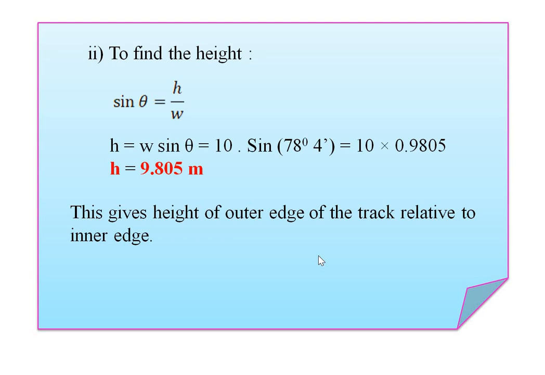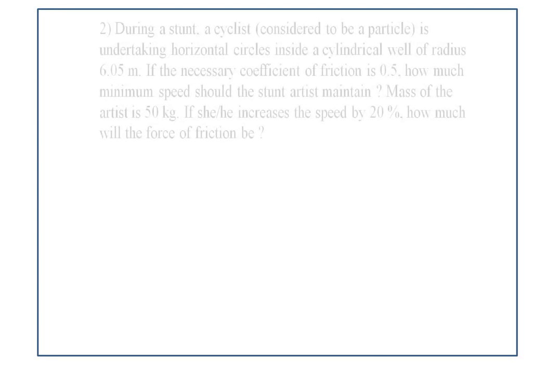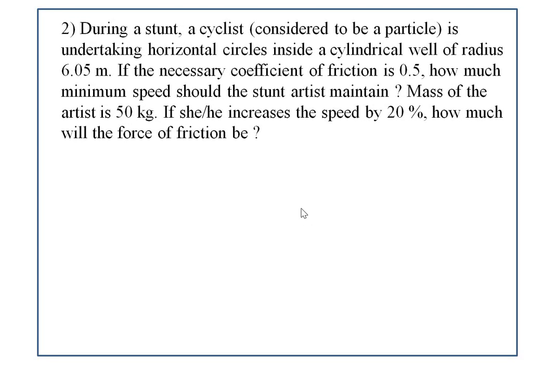So let's see the next example. During a stunt, a cyclist, considered to be a particle, is undertaking horizontal circles inside a cylindrical well of radius 6.05 meter. If the necessary coefficient of friction is 0.5, how much minimum speed should the stunt artist maintain? Mass of the artist is 50 kg. If she or he increases the speed by 20%, how much will the force of friction be? This is the second example.